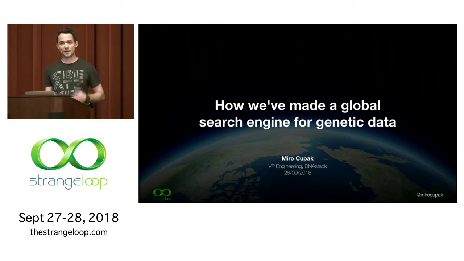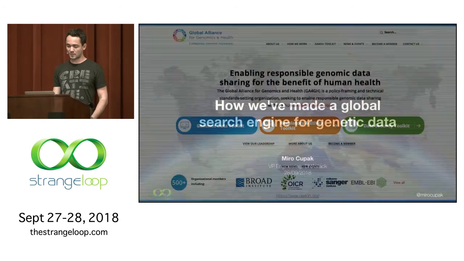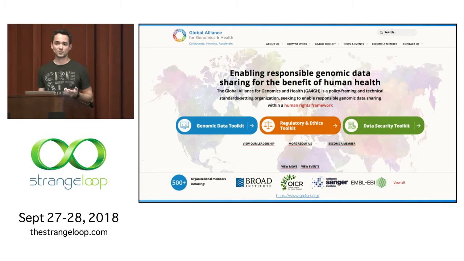My name is Miro Cupak. I spend my days at DNA Stack, which is a Canadian company where we're building a cloud platform for genomics. And I spend my nights with a nonprofit organization called the Global Alliance for Genomics and Health, which is basically a standards body in genetics. It's a coalition of over 500 institutions at this point, from research, life sciences, IT, healthcare, disease advocacy, you name it. Basically, organizations working together on standardizing how genetic data is stored, processed, and most importantly, shared.